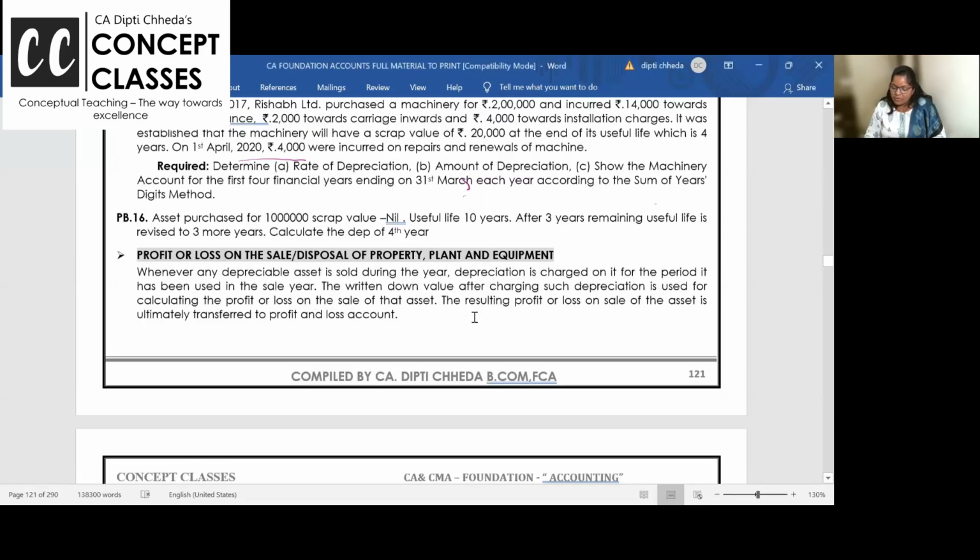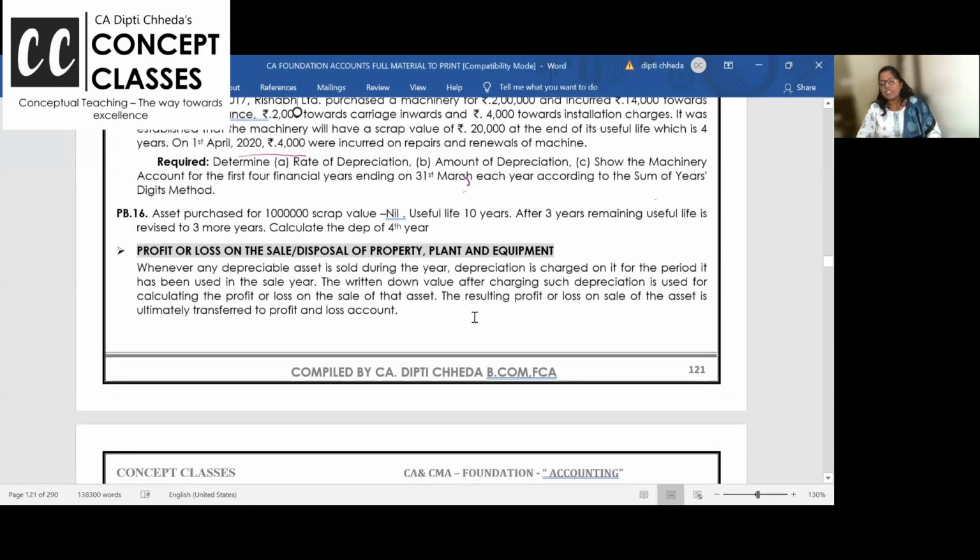Right? Chalo. Now next what is given to you? We have finished with the methods now. How many methods we have done? Look at the screen. SLM, WDV, depletion, machine hour, production unit and sum of digits. Two methods I have not taught you are sinking fund and annuity method as they are not there. If anyone watching the videos, if you feel it is required, do let me know. Already the problems are ready. It will not take much time to explain the concept and do some problems. But in CA Foundation right now it's not there, so I don't want to burden you all students with extra methods right now. Okay?